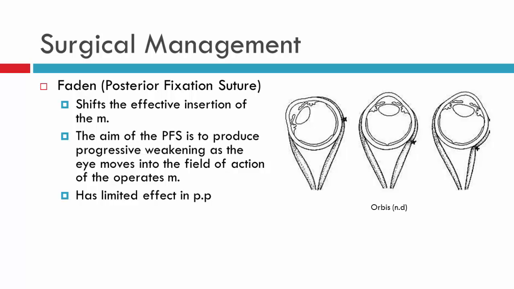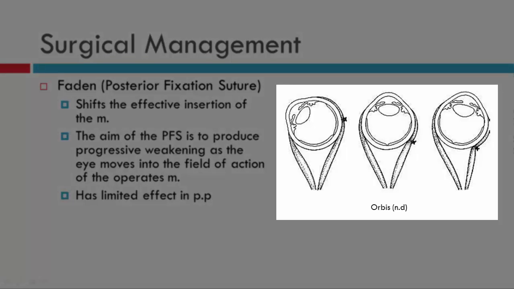And the aim is to produce a progressive weakening of the eye into the field of action that it operates in. So if we say, for example, that this is the left eye and this is the medial rectus, then by putting the posterior fixation suture on the medial rectus, there will be little effect in primary position, but progressively the posterior fixation suture will have an effect on adduction of that eye.